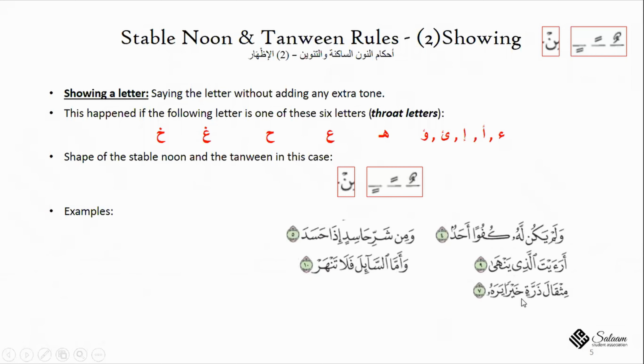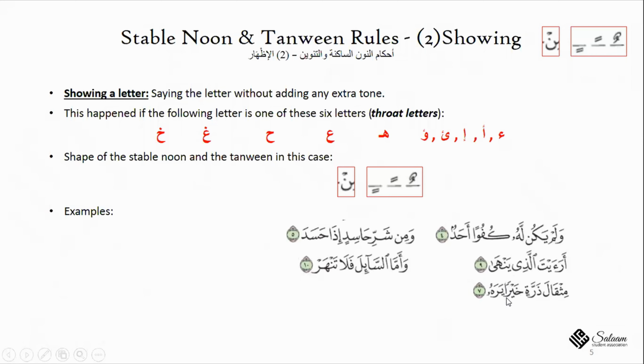مِثْقَالَ ذَرَّةٍ خَيْرًا يَرَهُ. So the difference between tanween here and tanween here, this is tanween, as we discussed last time, has ya after it. So this is merging with tone. This has kha. So kha is one of the throat letters. And the tanween is written this way, as you can see. This is the difference between idhar and idgham. This one is written this way and has kha after it. This one is written this way and has ya after it.